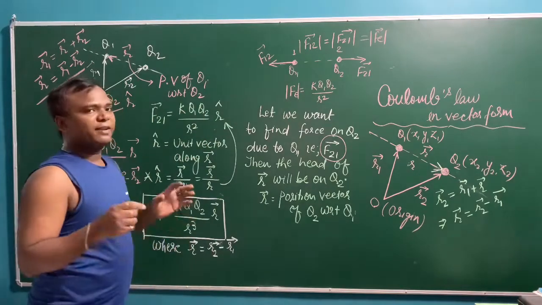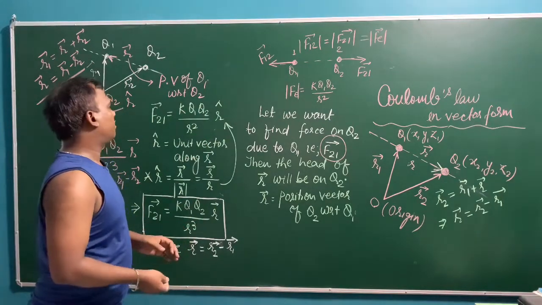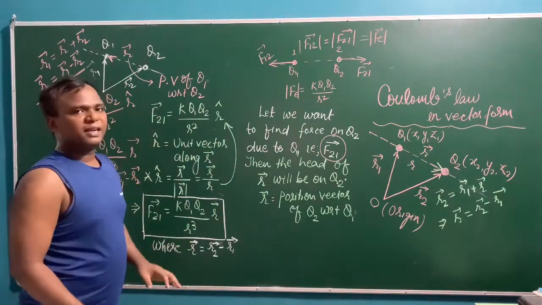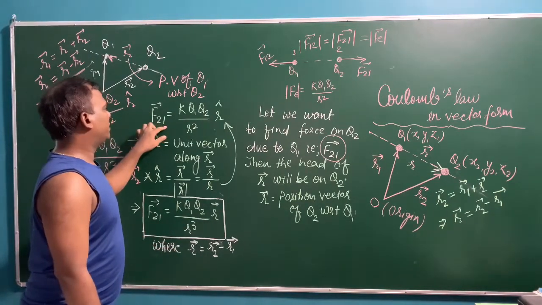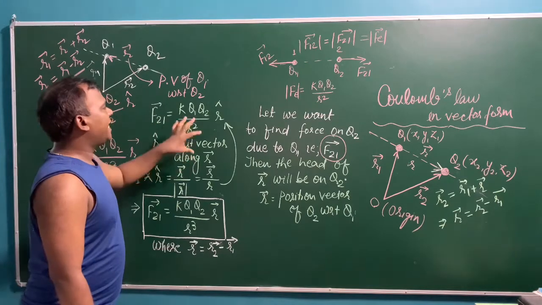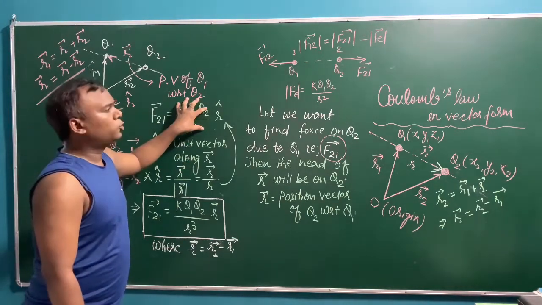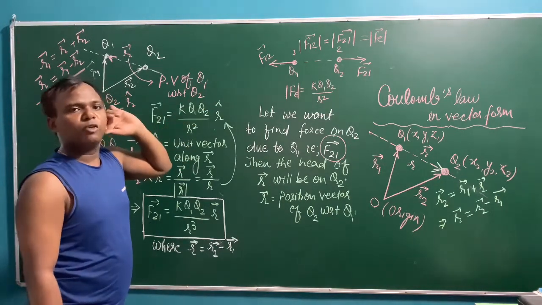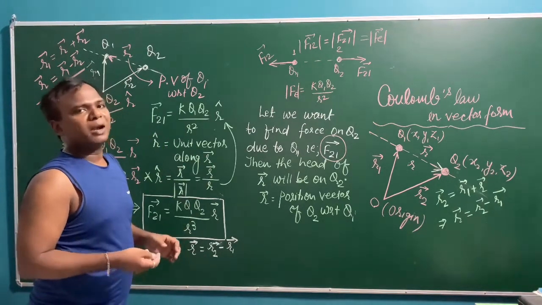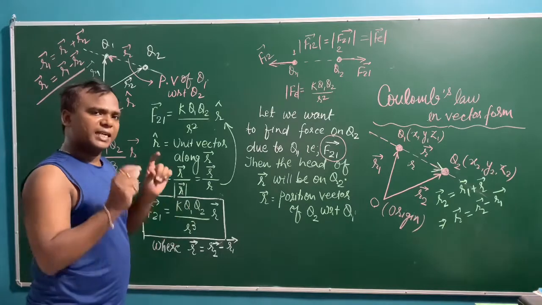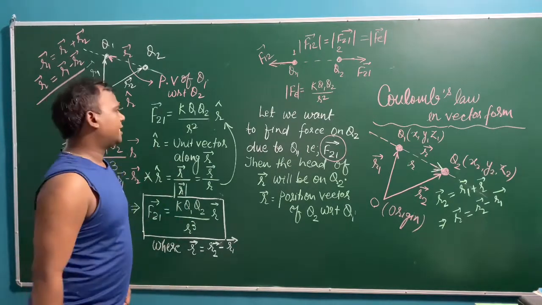It is not very difficult to write Coulomb's law in vector form. We can write Coulomb's law in vector form very easily. Now look at here, this is the force on 2 due to 1. So first write the magnitude between the two charges. The magnitude of force between two charges is simply K Q1 Q2 upon r square. And what is r? r is the distance between the two charges.